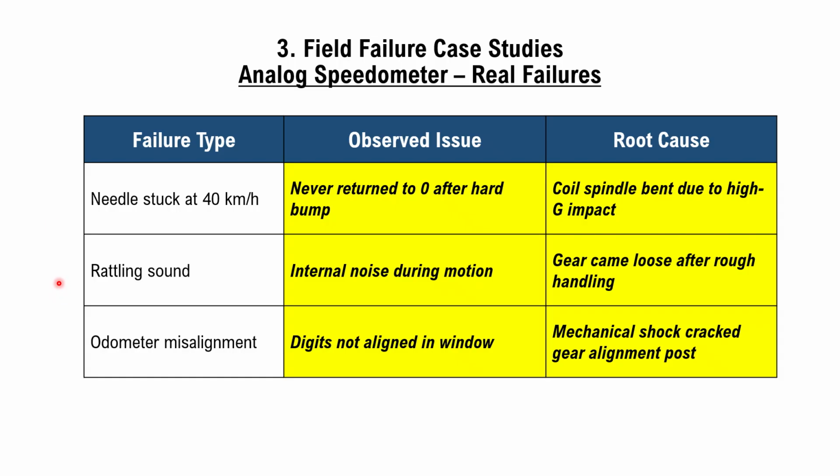The second failure could be rattling, internal noise during motion. Gear came loose after rough landing. Odometer misalignment: digits not aligned in the window. Cause: mechanical shock cracked the gear alignment post.